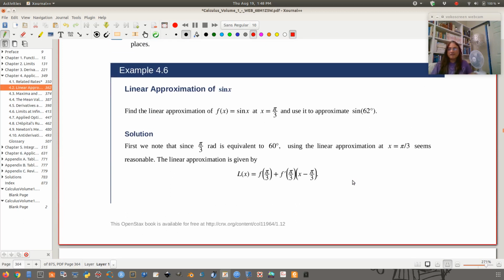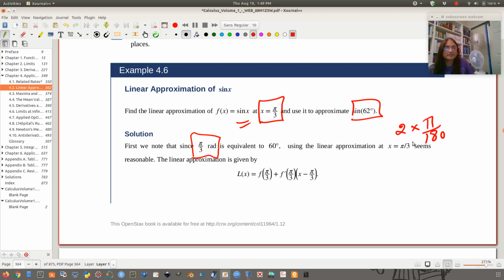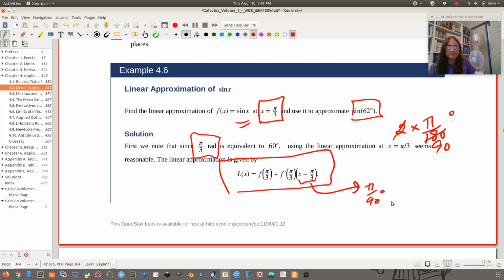Similarly, find the linear approximation of sine x at x equals pi over 3 and use it to find sine 62 degrees. So 62 degrees is 60 degrees, which is pi over 3 radians, plus 2 degrees. In radians, that will be 2 times pi over 180, so pi over 90 radians will be this extra 2 degrees. So we apply this, where we take x, which is pi over 3, plus this difference of just 2 degrees, which is pi over 90 radians.